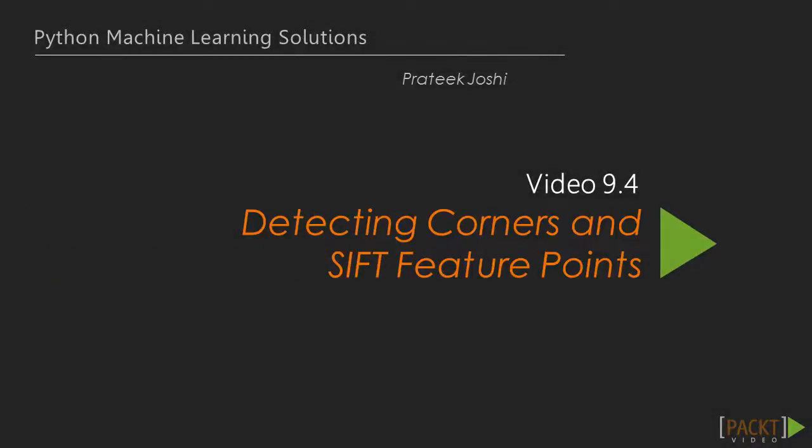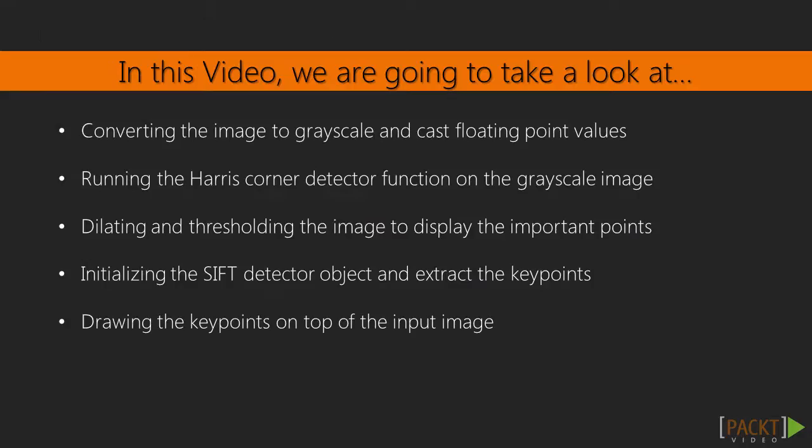In the previous video, we looked at modifying the intensities of the image pixels to enhance the contrast by using histogram equalization. In this video, we're going to take a look at corner detection for image analysis, which will eventually enable us to identify the salient points in the image. We'll also learn to detect SIFT features and use them for image recognition and content analysis.